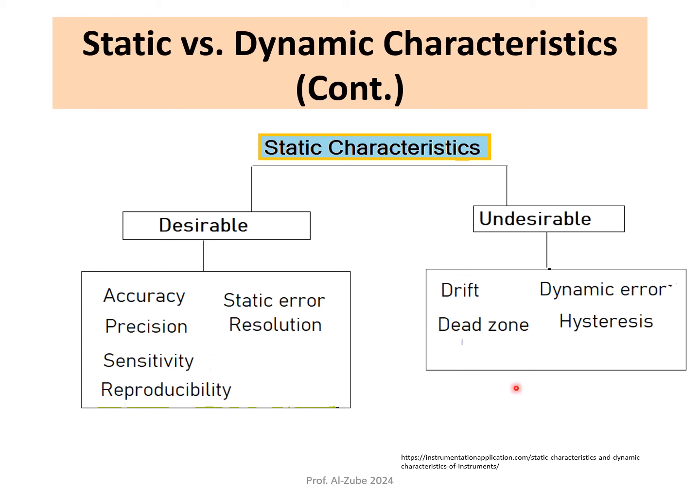Now, for the undesirable ones, we have something called drift. Drift is the change in the reading of an instrument over time due to a variety of factors such as temperature, humidity, power fluctuation, and aging of the components. This is an undesirable outcome of a biomedical instrument. We need to minimize this. Drift can cause the instrument to give inaccurate readings over time and must be corrected or compensated for to ensure accurate results. That can also be done using calibration.